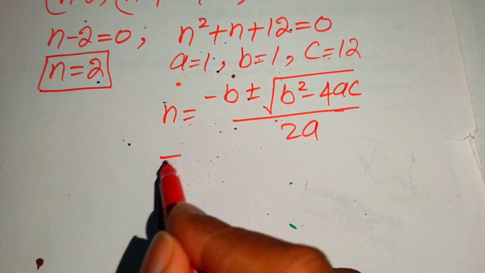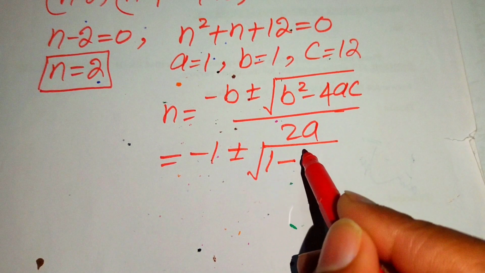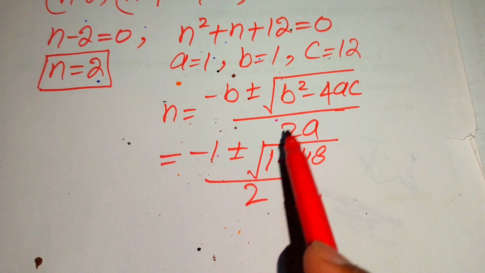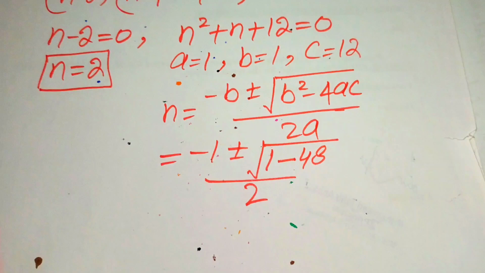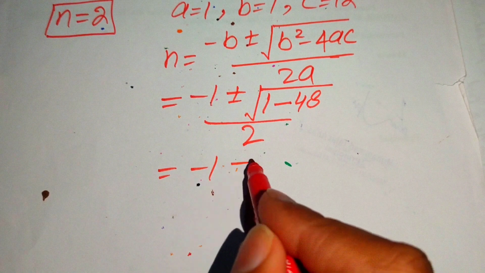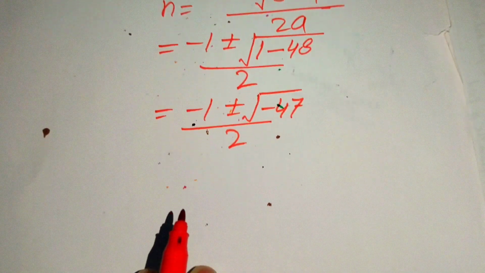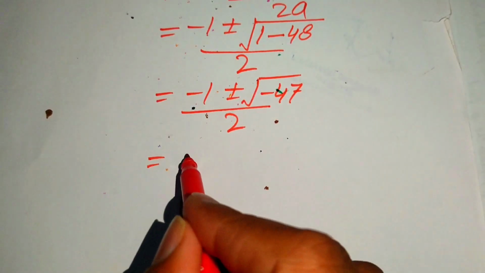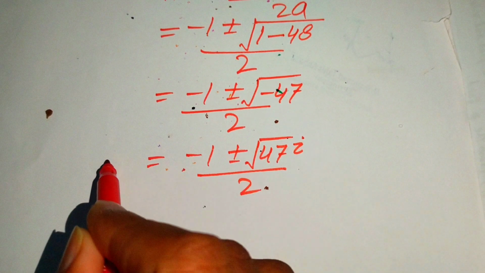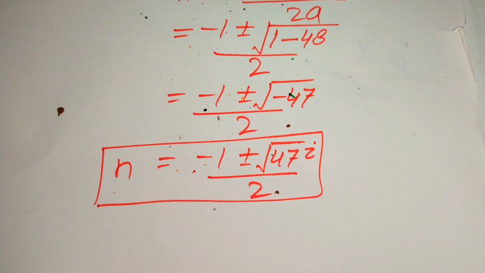Here we put the values of a, b and c, and we have minus 1 plus or minus square root of 1 minus 48, divided by 2. Here we directly take some steps, because after putting in the values you have simple addition and multiplications. So now we have minus 1 plus or minus square root of minus 47, divided by 2, and here you see that the negative sign occurs inside the square root, so it becomes iota, divided by 2. So these are the other two complex roots of the given equation, and this is the final answer.